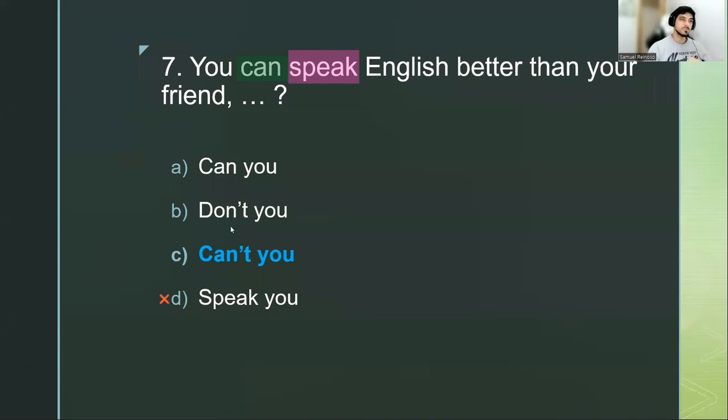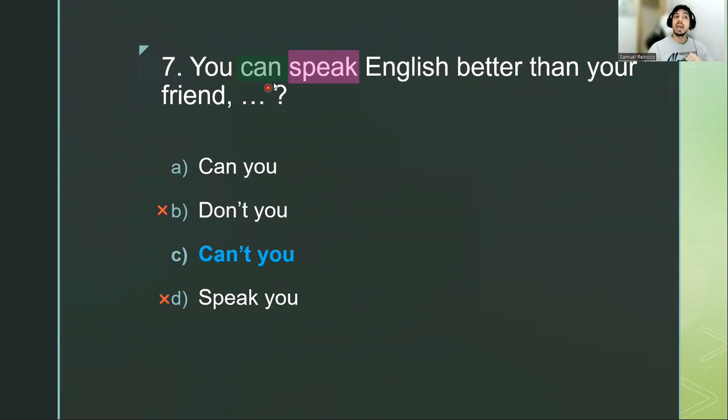Don't you? Is do here? All right. Do you speak English? Okay, in that case, do would be the auxiliary. But here we don't have do, we have can. So don't is not possible. Well, and then, can you or can't you? Why is not can you? Well, depending on the sentence, any of these could be correct. So which one is correct and why?